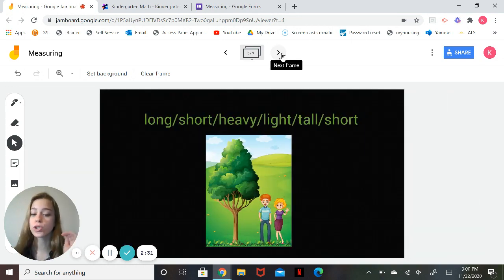And then we have a tree and some people. If you ever go outside and look up at a tree, it's really high, right? So we're not going to use long and short, because long and short, remember, is horizontal. We're not going to weigh them. So we're going to use tall and short. A tree is very tall, whereas the people are short.